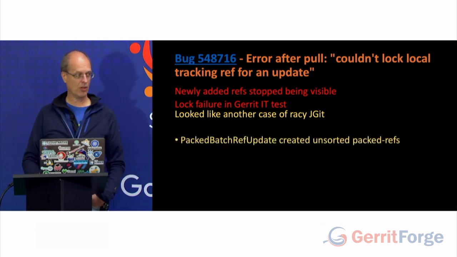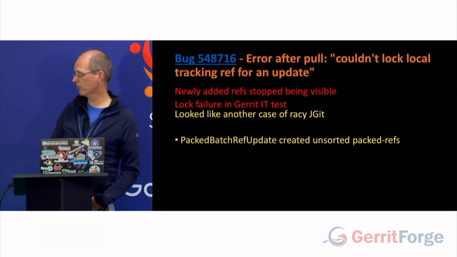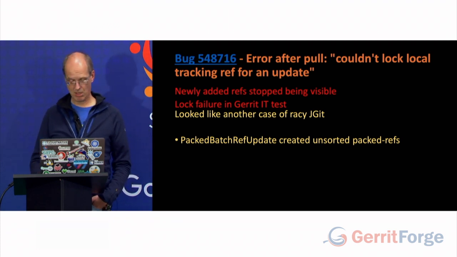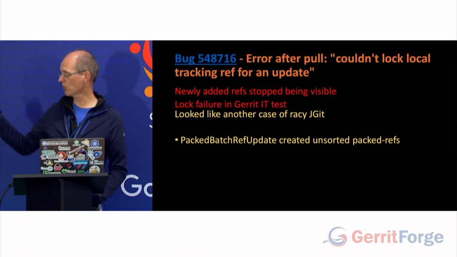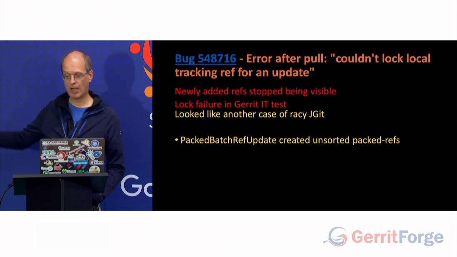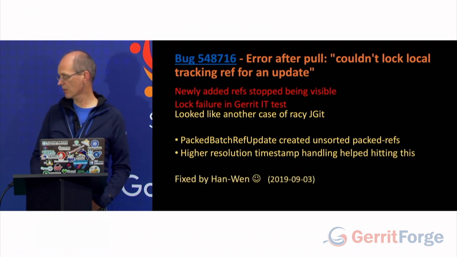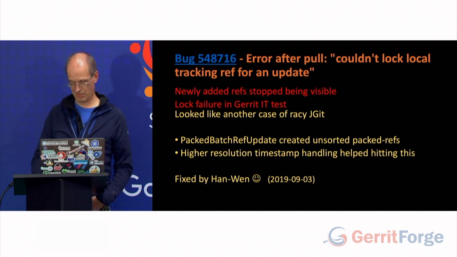But in the end, it turned out Hanwen found the problem. Packed batch ref update created unsorted packed refs, so it was a bug in the implementation. And through the high resolution timestamp management I mentioned earlier, this was more likely to happen. Finally, Hanwen fixed that in September. And I hope now JGit has accurate timestamp handling.